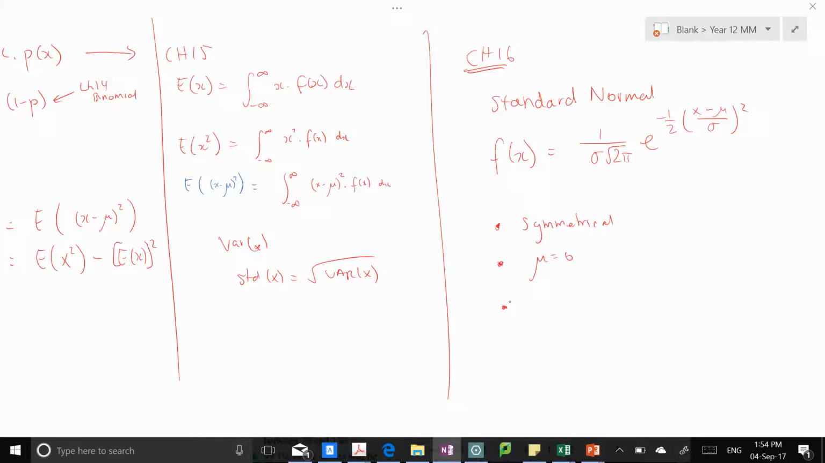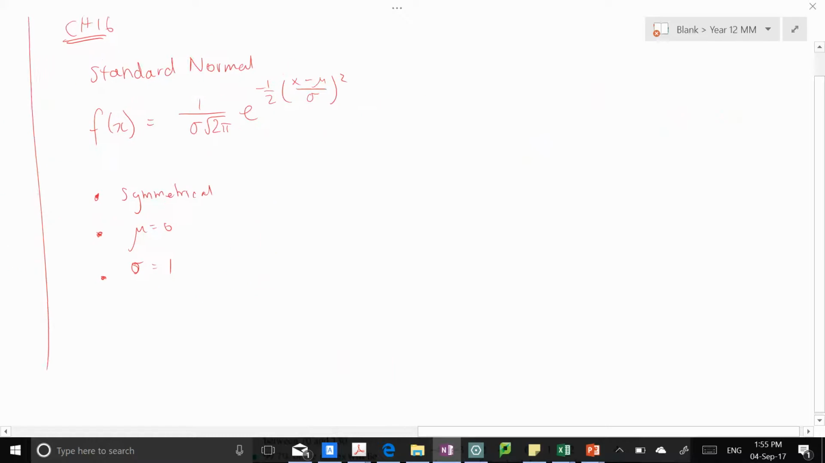Mean is at 0, and what else do we like? Good. Standard deviation is 1, which we use the sigma to represent. Okay, so a couple of things.